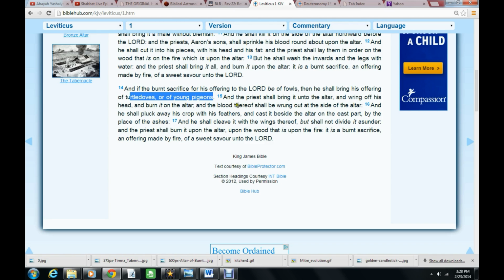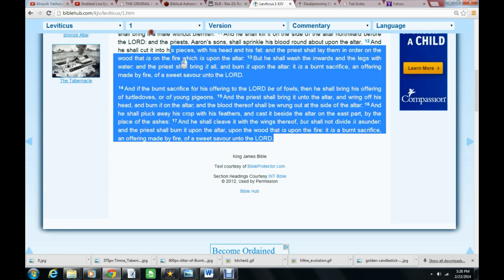And the blood thereof shall be wrung out at the side of the altar. And he shall pluck away his crop with his feathers, and cast it beside the altar on the east part, in the place of the ashes. And he shall cleave it with the wings thereof, but shall not divide it asunder. And the priest shall burn it upon the altar, upon the wood that is upon the fire. It is a burnt sacrifice, an offering made by fire, of a sweet savour unto the Most High.